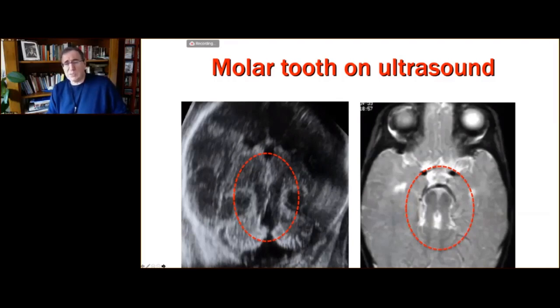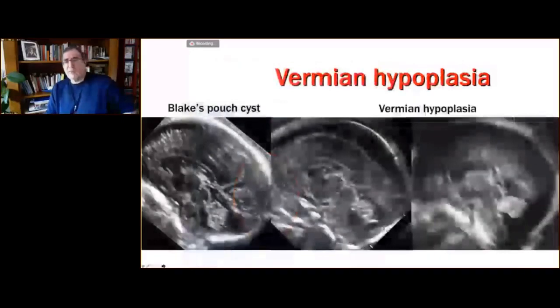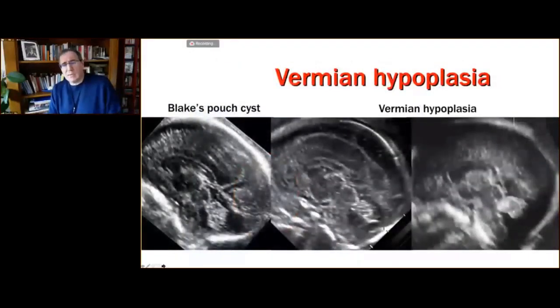Vermian hypoplasia, well, that is one of the most difficult things to recognize. The typical finding is, of course, the opening of the fourth ventricle. When you see the opening, you are faced with three entities. Number one, the most frequent condition, is the Blake's pouch cyst. Number two is the Dandy-Walker malformation. And number three is vermian hypoplasia. Sometimes, even subjectively, you can make the diagnosis immediately.